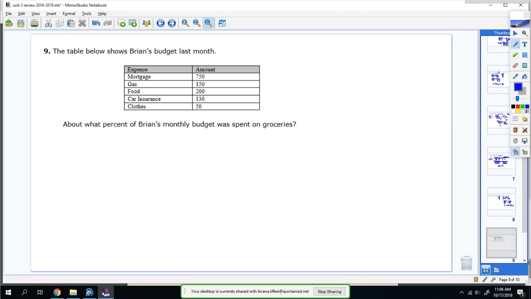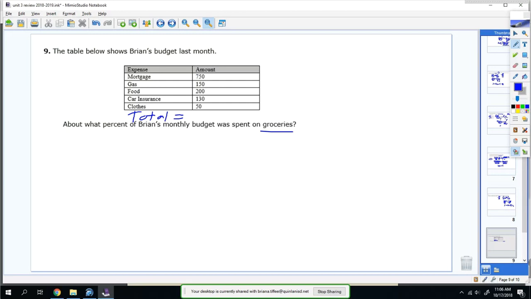All right, number 9. The table below shows Brian's budget last month. About what percent of Brian's monthly budget was spent on groceries? Well, there's one thing missing. I don't know how much Brian makes per month. So I need to find his total. So the way you find your totals, you add them up. So you do 750 plus 150 plus 200 plus 130 plus 50. When you do that, you get 1,280.